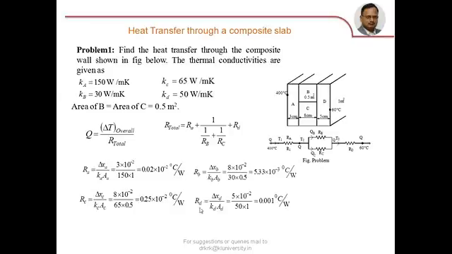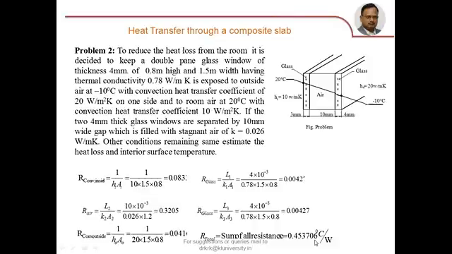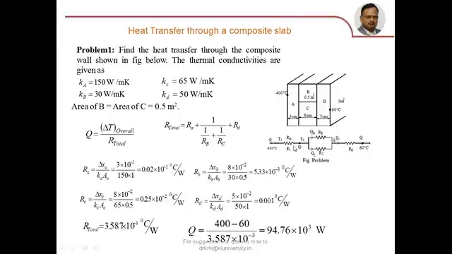By substituting RA, RB, RC, RD in this equation, you will get R total. Once you know R total, you can determine the Q value, delta T overall by R total. So R total is this much and the Q value is this much. Now, as a matter of exercise, you can take up the following. We have found the value of Q, given the temperatures 400 and 60.